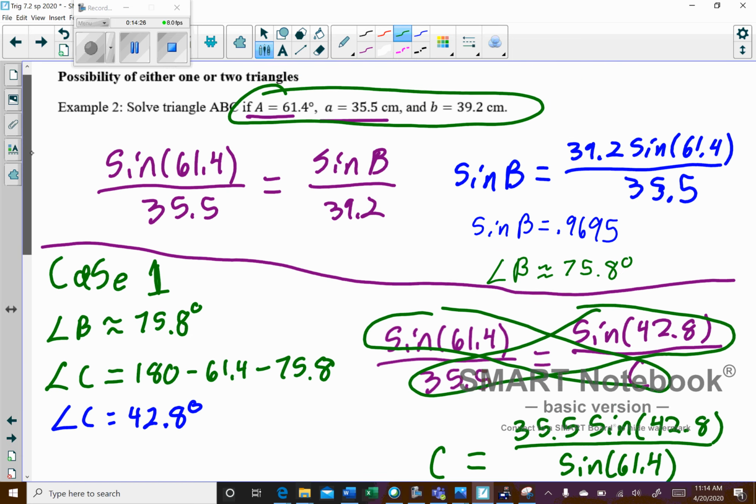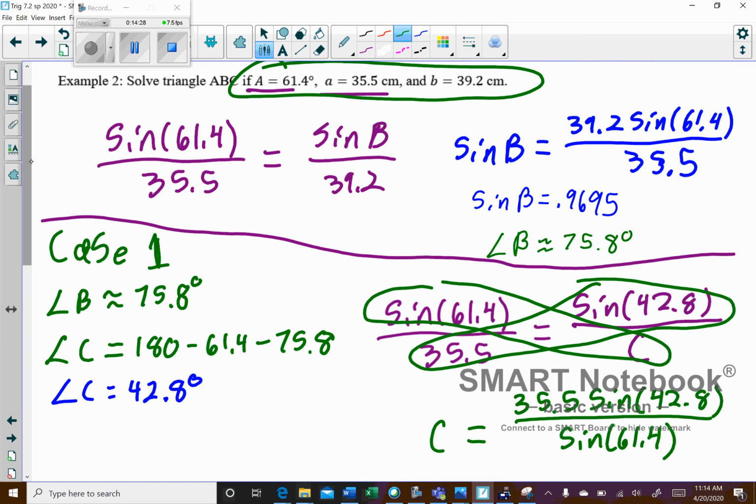So what's going on here is we found, I guess that'd be centimeters. And they did one decimal place, and that's fine. So we found the third side, and we found the two angles. We found angle B and C that could create the triangle with the given conditions.